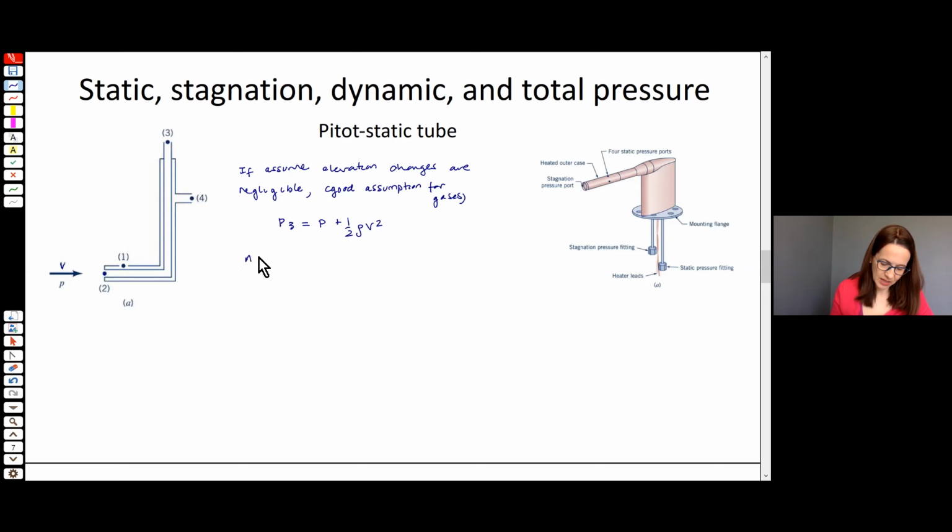Again, if we neglect effects of elevation, we can say that P4 is equal to P1 is equal to P, the static pressure.